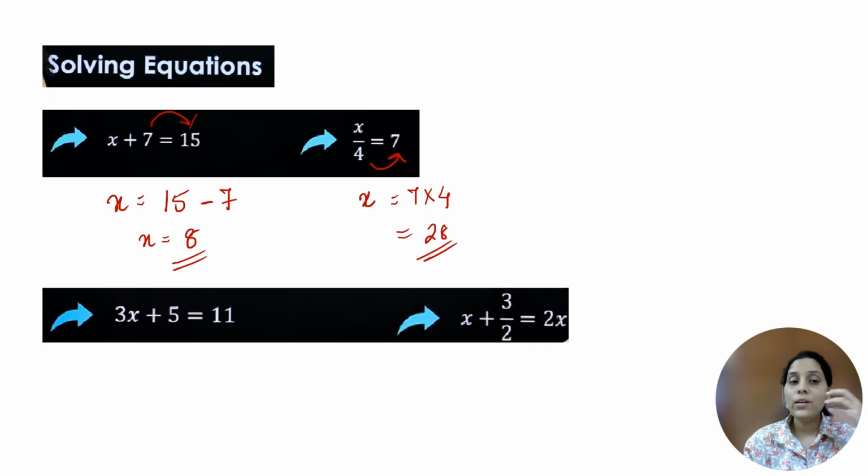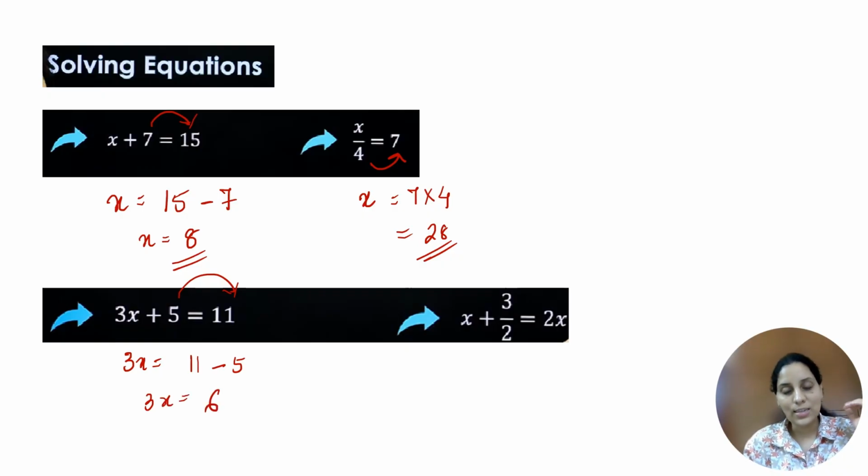Next, here again the same procedure. I need to find x. I will leave my x term there and I will transfer everything on the other side. So 11 minus 5, which is equal to 6. Again I have 3x, I don't have x. I need to get rid of 3 as well. So since 3 is multiplying, on the other side it divides. So 6 by 3 is 2.